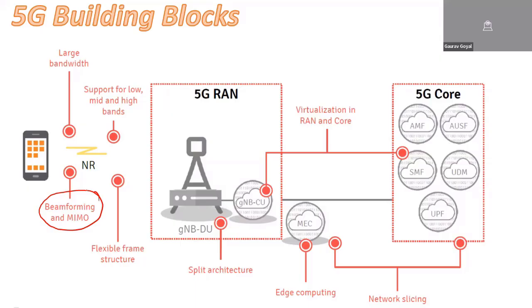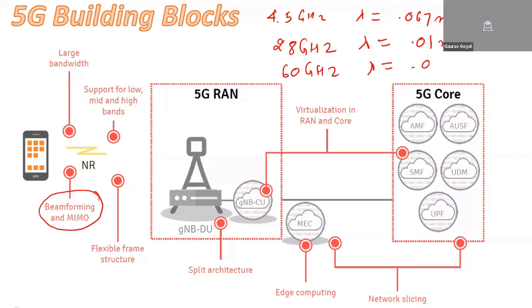So I have done this calculation. At 4.5 gigahertz, our wavelength is around 0.067 meter. At 28 gigahertz, our wavelength is around 0.01 meter. At 60 gigahertz, our wavelength is around 0.005 meter. So you can see that antenna size is becoming smaller and smaller as we move from 4.5 gigahertz to 60 gigahertz, right? Initially it was 0.067 meter, but now it's reduced to 0.005 meter, right?